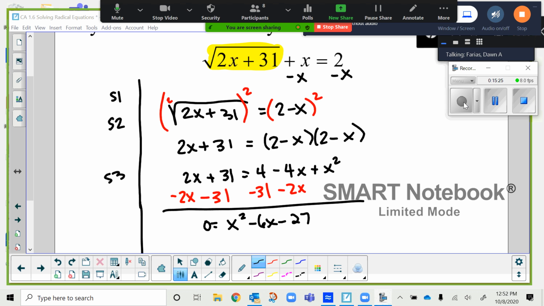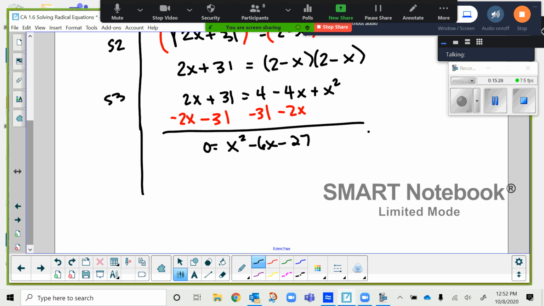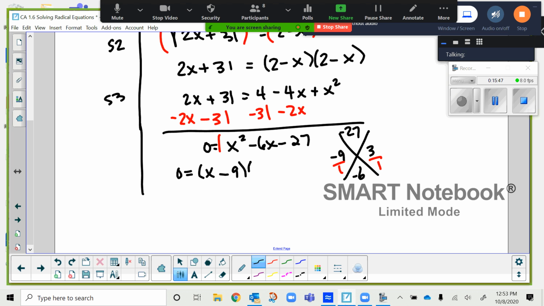Let's factor, starting with the cross thing. So what multiplies to negative 27 and adds to negative 6 is negative 9 and 3. The a value is 1, and dividing by that doesn't change anything. So my factors are x minus 9 and x plus 3. And you set each of those equal to 0 and solve them. And that gives you positive 9 on the first one and negative 3 on the second one. And that was step 4, solving your equation.